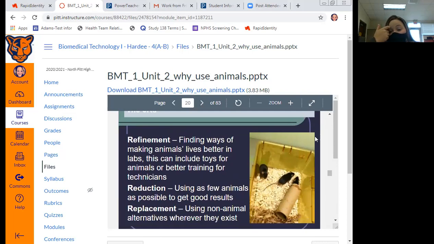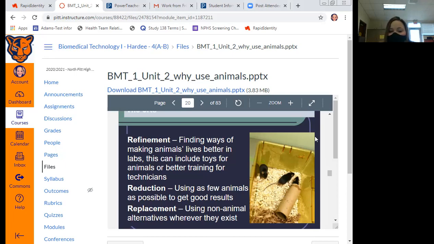I always remember these in order, guys, because it's like one step to the next. So refinement is we're making things better, okay? We are finding ways to better the animals' lives in the laboratory setting. This can include toys for the animals or some sort of enjoyment, because a lot of the times when people are arguing against animal research, they say, what kind of life is that to live? So we, as those who may support animal research or at least see the benefit in it, want to improve their life in a laboratory setting.